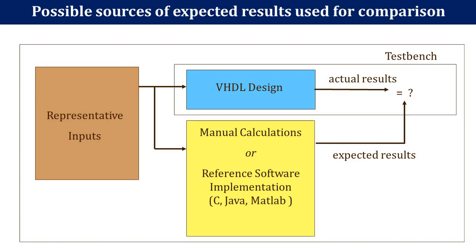That means for the same input, we see what expected outcome is generated by alternative means. You can use manual calculations to find the expected outcome of the main code. You can also use other software like C, Java or MATLAB code to generate the expected outcomes. And finally, the output of the test bench is compared with these expected results, and if there is any error, then you can rectify it by changing the relevant part or piece of code in the main VHDL program.